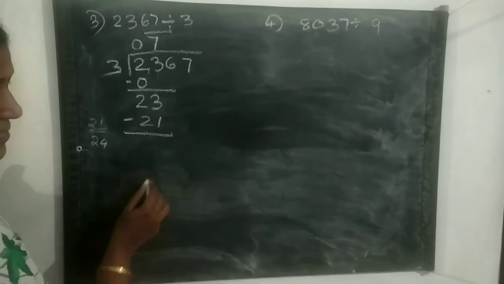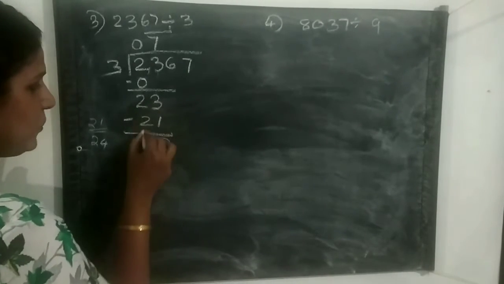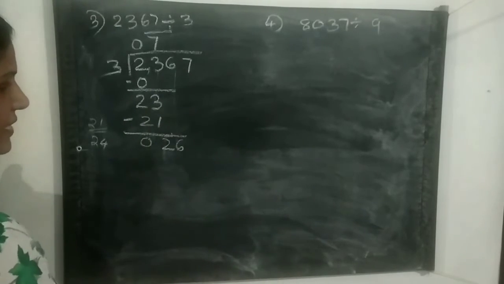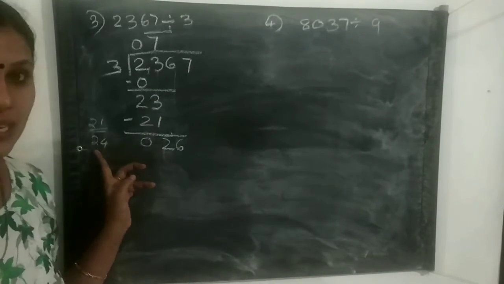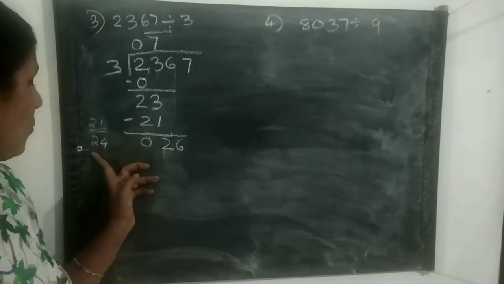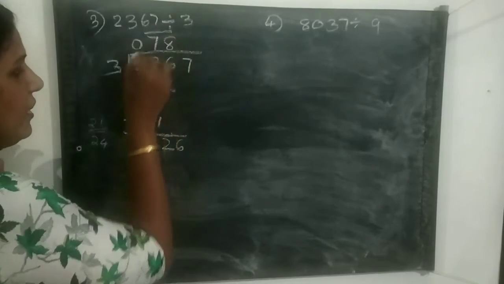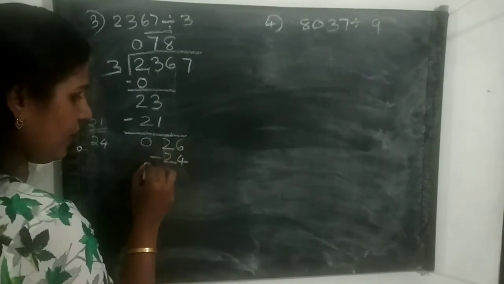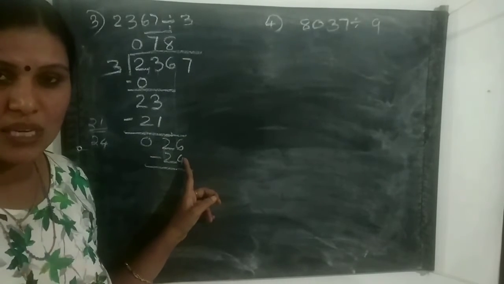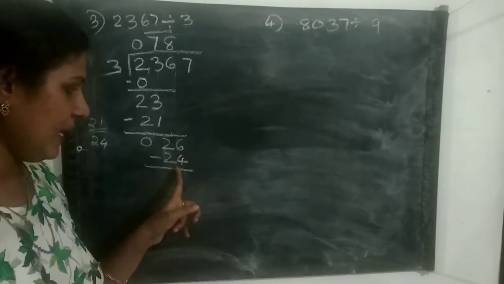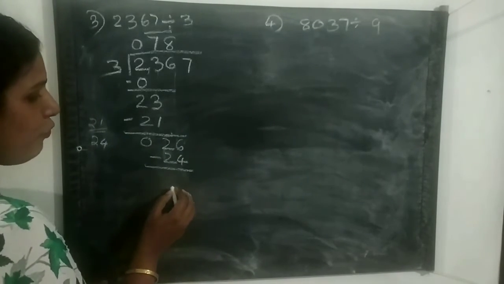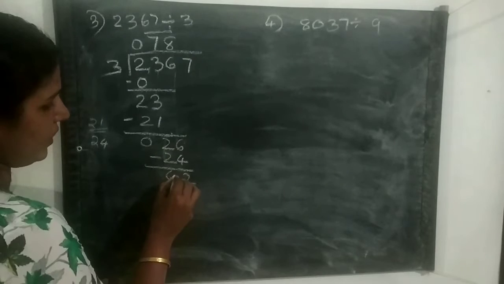Next step is a subtraction. 3 minus 1 is 2. 2 minus 2 is 0. The next is 6. 26. And how many times is that? 7 3s are 21, 8 3s are 24, 9 3s are 27. So 8 3s are 24. We can't subtract this 27 from this 26. So that number 24 we select. Okay, so now understood. That is 6 minus 4 is 2. 2 minus 2 is 0.